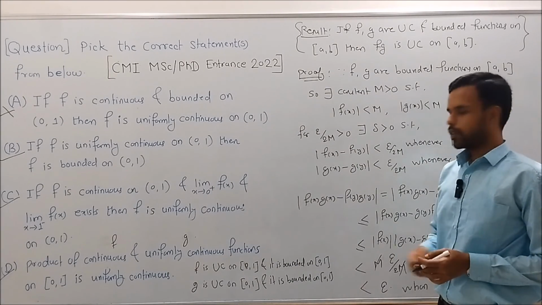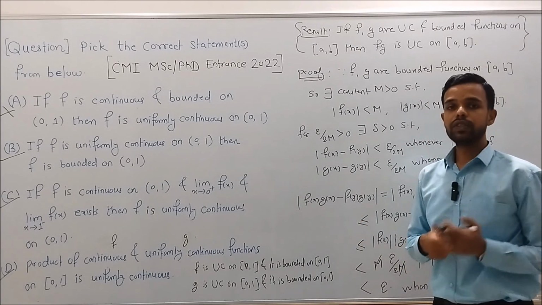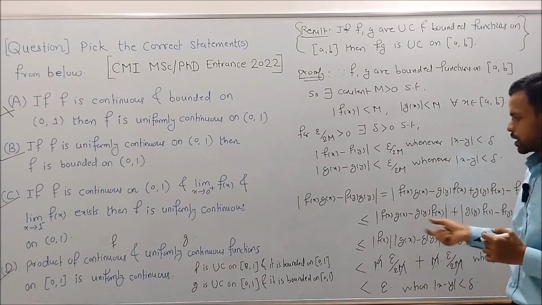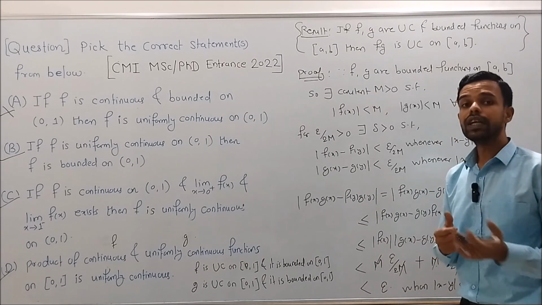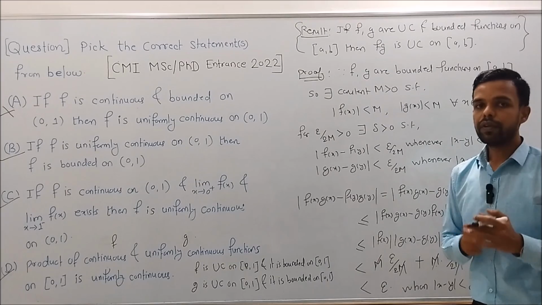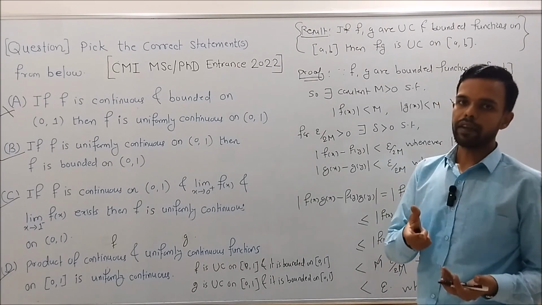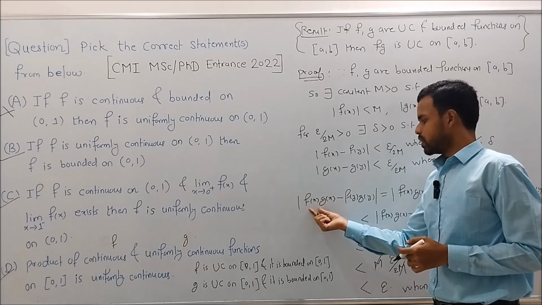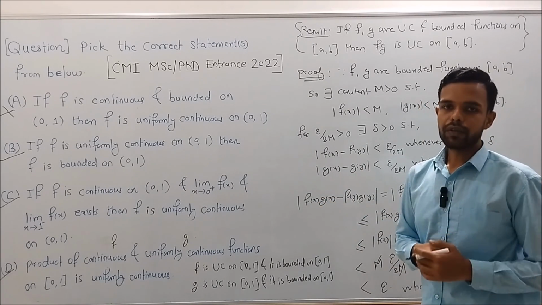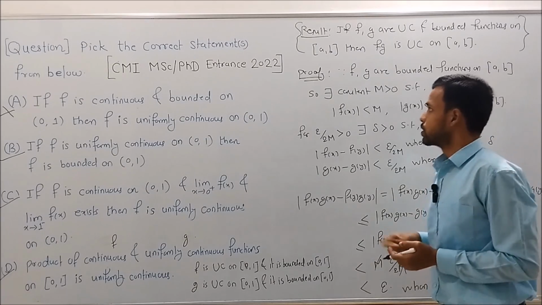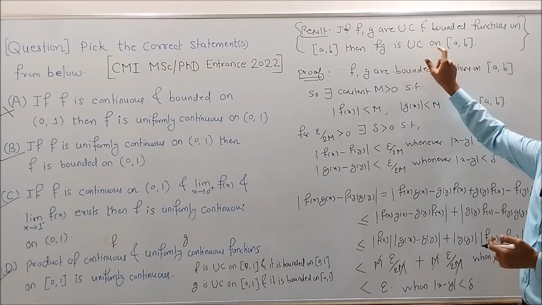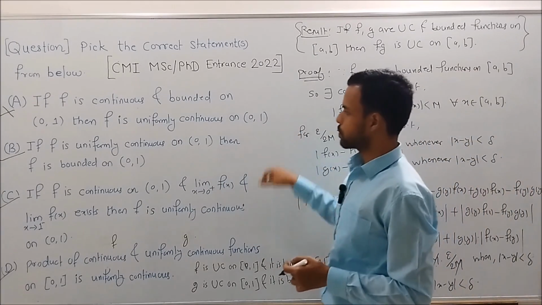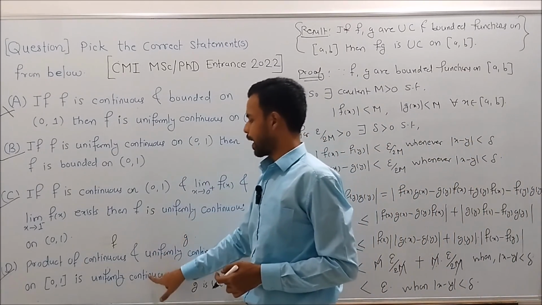So it follows that the function fg is a uniformly continuous function on closed interval [a, b]. Since from this it follows that it is continuous on closed interval [a, b], and we know that a continuous function on a closed interval is uniformly continuous. So the product fg is uniformly continuous on closed interval [a, b]. This proves the general result, and from this result option D is true. So the answer of this question is B, C and D.